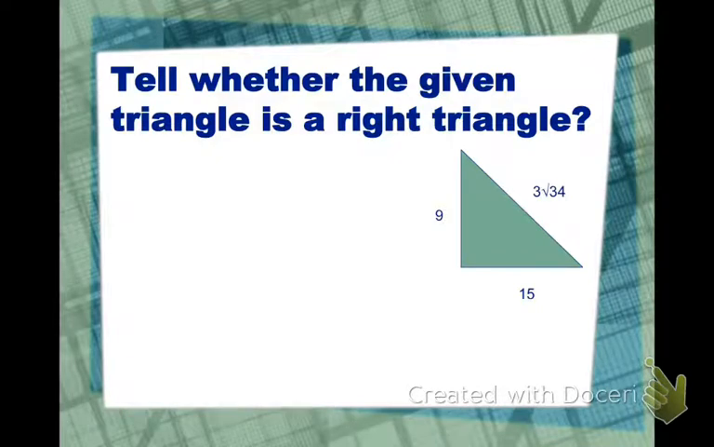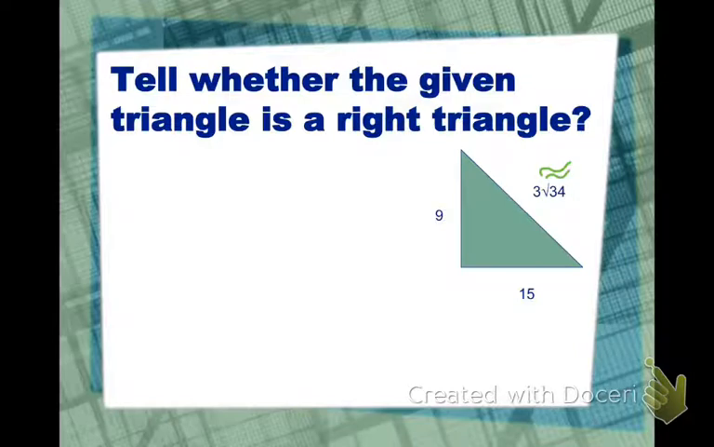Okay, tell whether the given triangle is a right triangle. What we need to do is try to identify which of these three sides is the longest side. Again, don't assume anything from the diagram. Just because it's drawn as if 3 root 34 was the hypotenuse, no assuming that. We've got to evaluate this for which is the longest side. So 3 root 34 is approximately what decimal value?